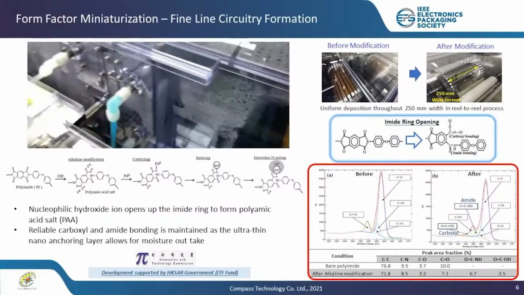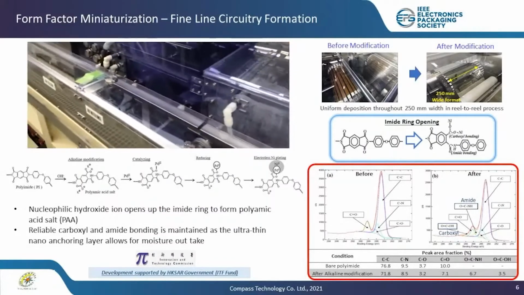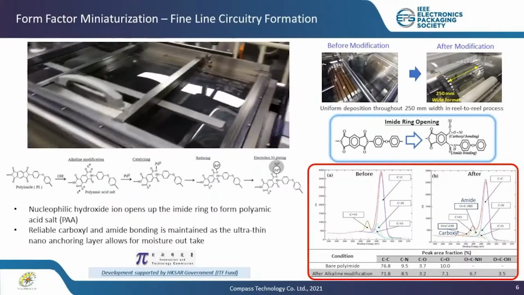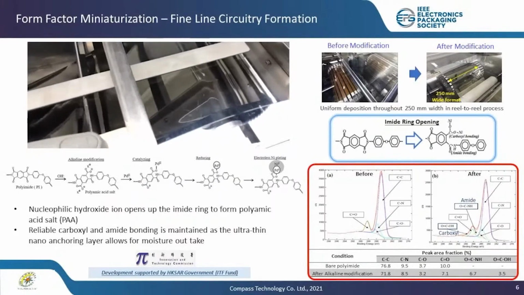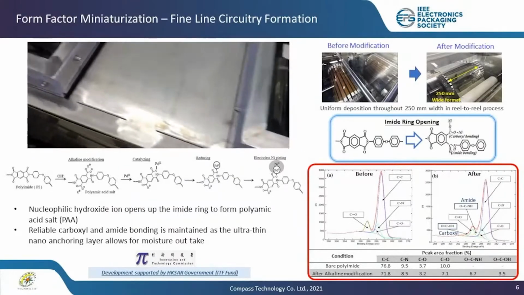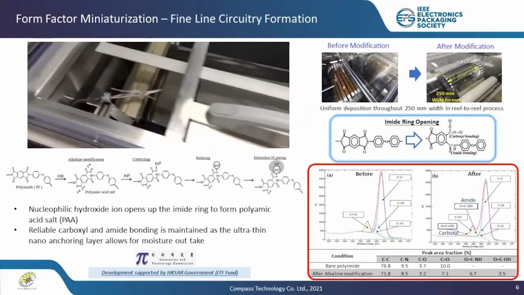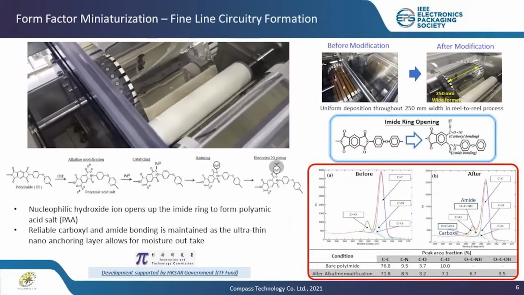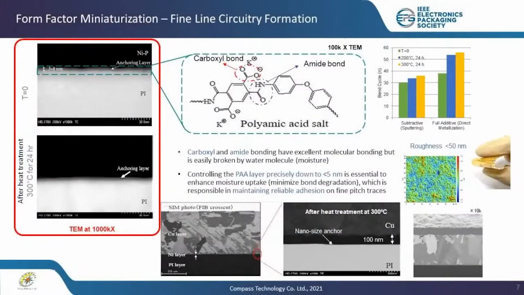Finally, an extremely thin and homogeneous electroless nickel layer at 100 nanometers can be deposited as a seed layer. This technique is able to produce material that is not only suitable for fine circuitry, but also enables noble metal deposition for biosensor applications. So from the TEM analysis at 1 million times magnification, we can see this PAA layer is below 5 nanometers, while the deposited nickel layer is only 100 nanometers.